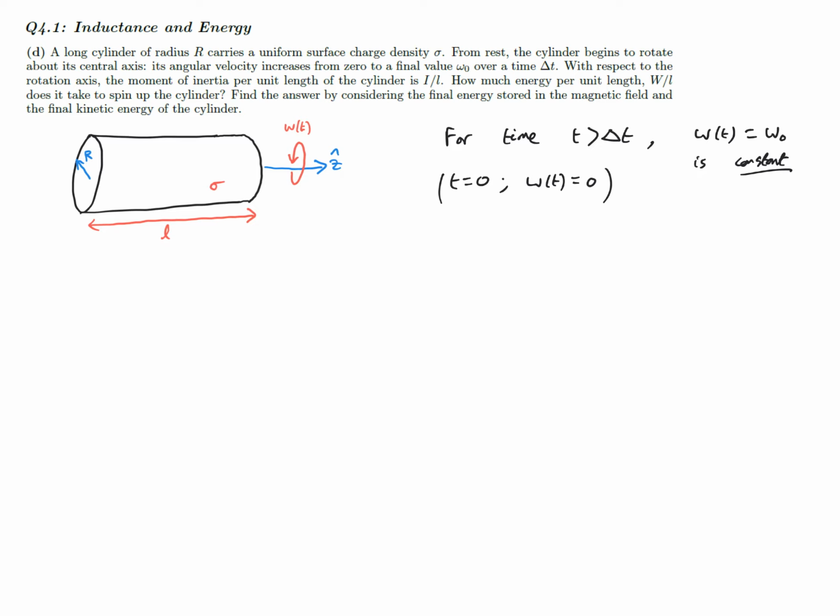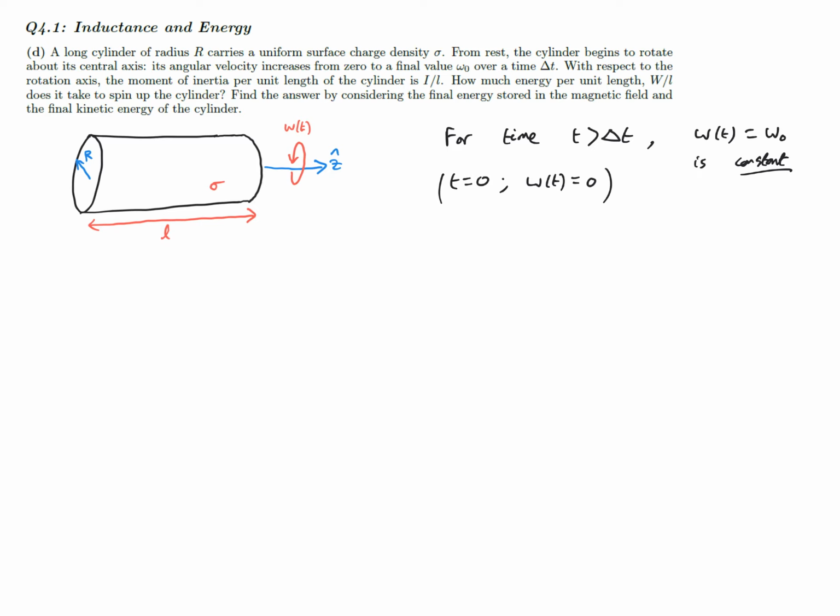So the question says, with respect to the rotation axis, the moment of inertia per unit length of the cylinder is I over L. How much energy per unit length, W over L, does it take to spin up the cylinder, meaning to get it going from rest to its final value of omega naught in the time delta t? And then it gives us a hint. It says find the answer by considering the final energy stored in the magnetic field and the final kinetic energy of the cylinder. And of course, that's a static situation. It's steady currents, steady fields, all steady state.